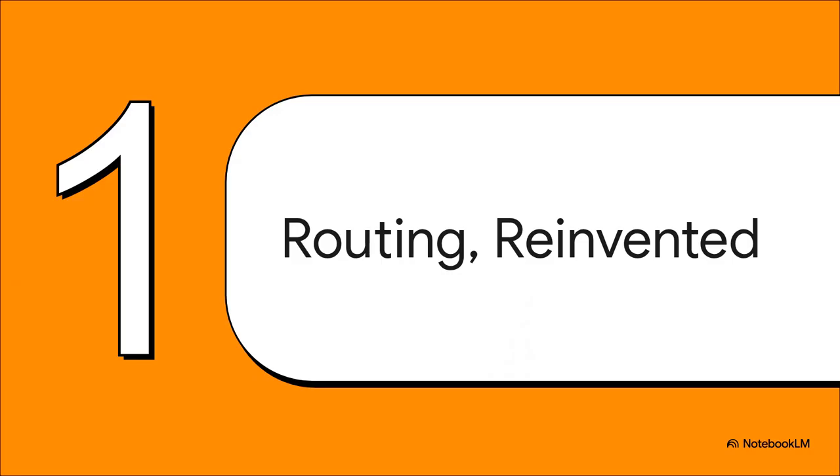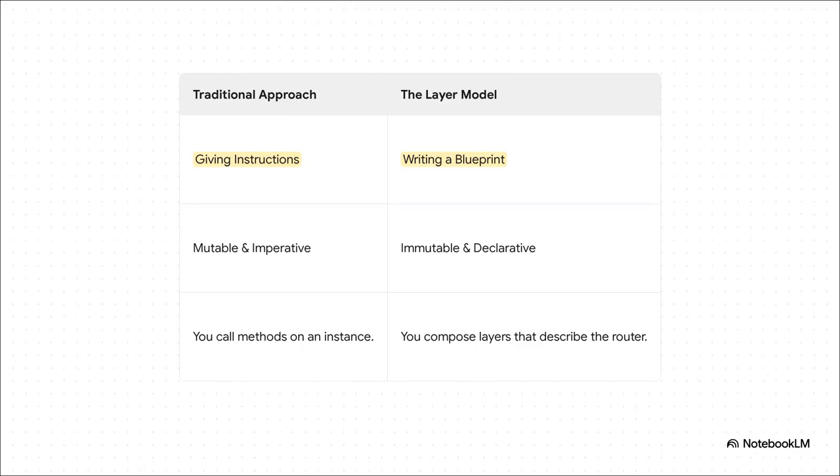Before we even touch any code, we really need to wrap our heads around a fundamental change in philosophy. This isn't just some new library with a different syntax. It's a whole new way of thinking about what routing even is. You know how it usually works, right? You grab a router object and you start bossing it around. Hey, router, add this get route, or use this middleware. It's imperative. You're giving commands.